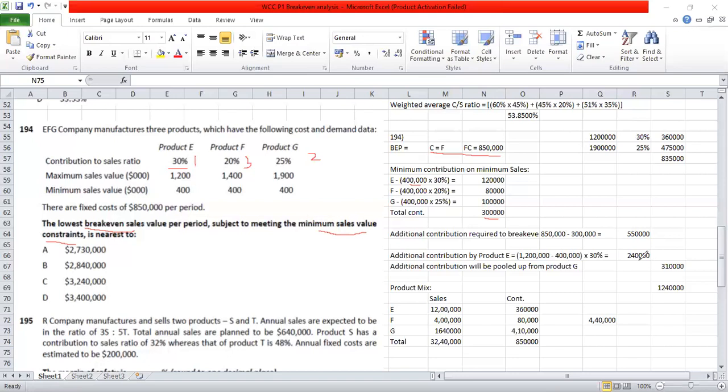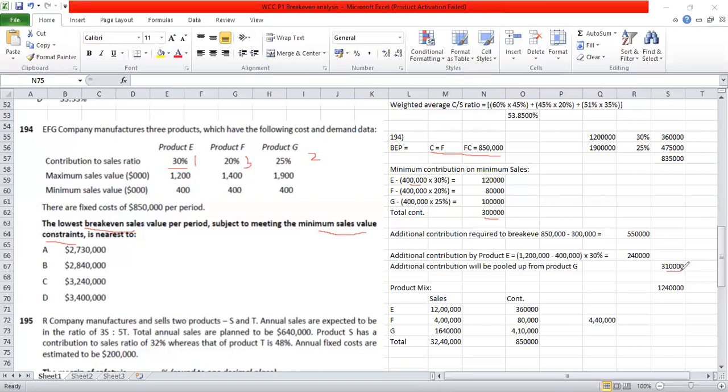We are testing whether G can contribute that additional 310,000. We are just testing it, whether that maximum capacity of 1,900,000 will be able to contribute. So is it within that limit? That maximum is 1,900,000. If it is not the case, then we also have to approach product F, whether F can give the remaining amount of contribution. So what did we do? The remaining contribution is 310,000.